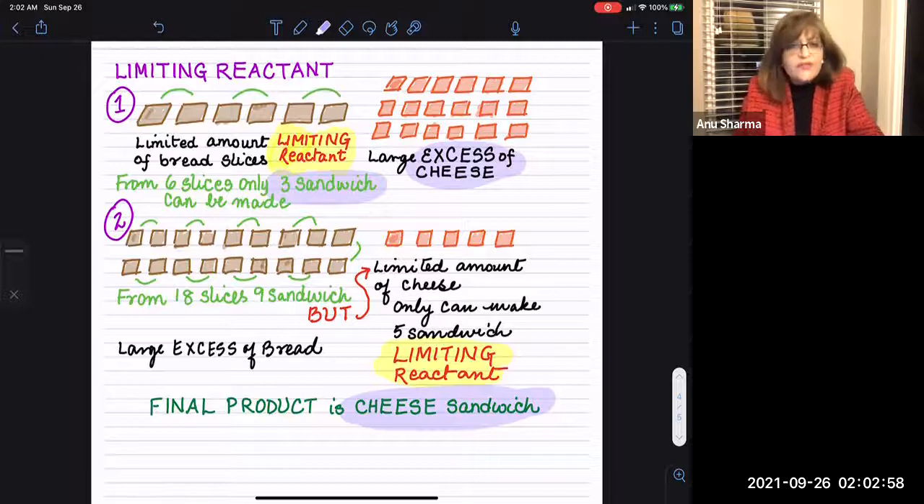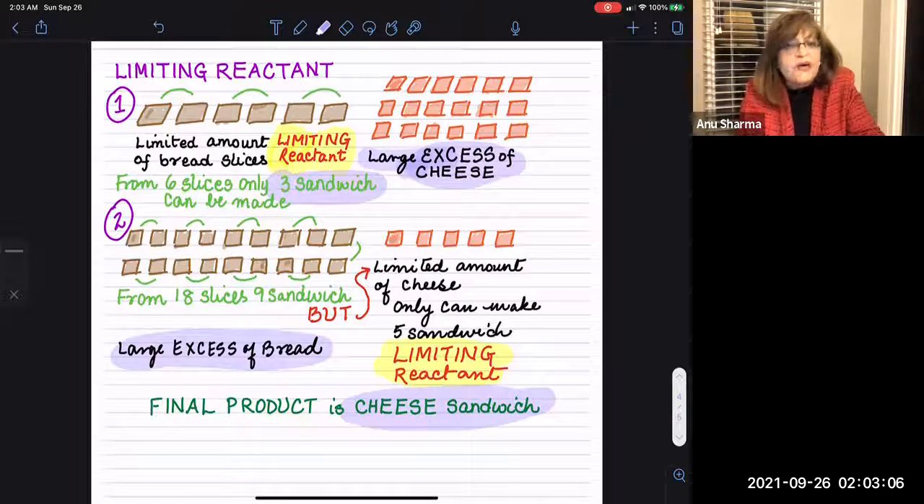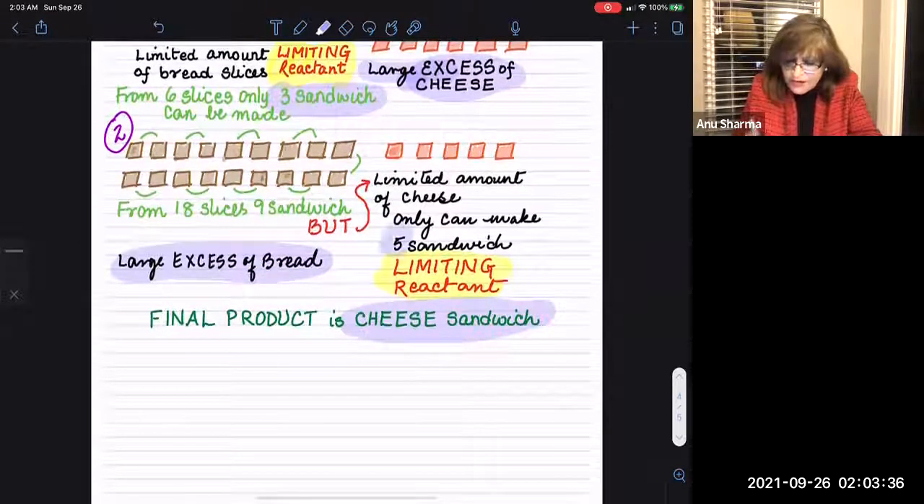So in this case, the limiting reactant is the bread. The next scenario is we have a large excess of bread, but a very small amount of cheese. Here you see there are 18 slices. Those 18 slices, one on top of the other, can produce 9 sandwiches. But how much cheese do we have? We have only 5 slices of cheese. So we can only make 5 cheese sandwiches, because we are limited by the amount of cheese that we have.